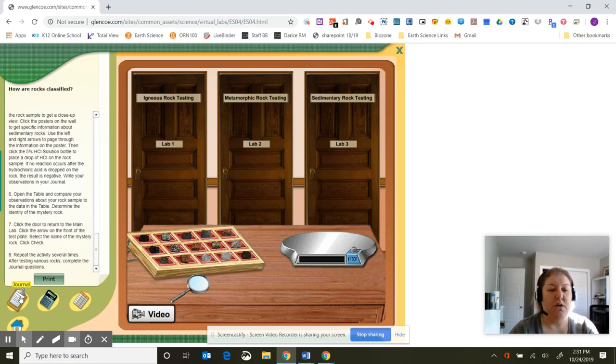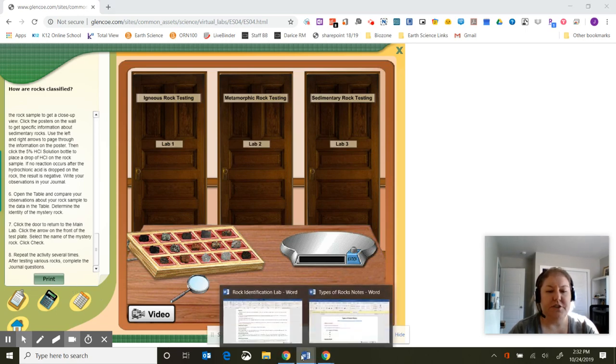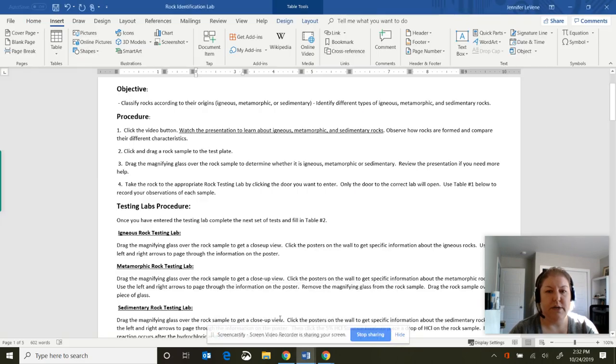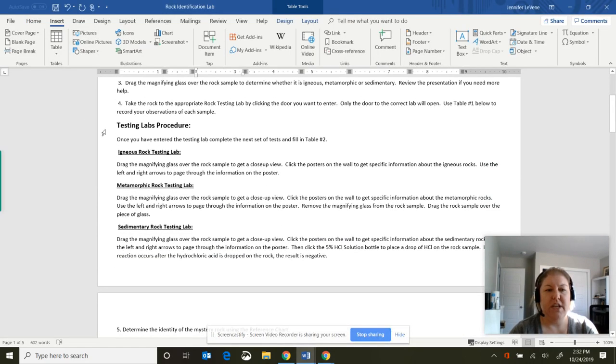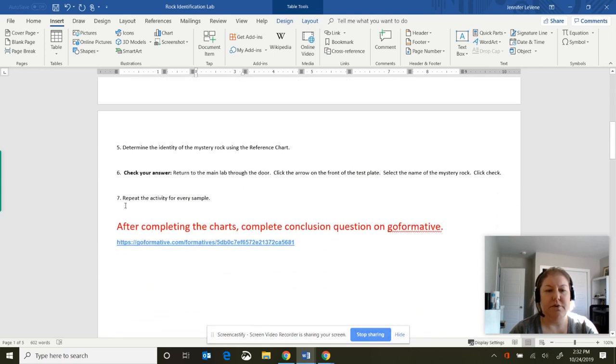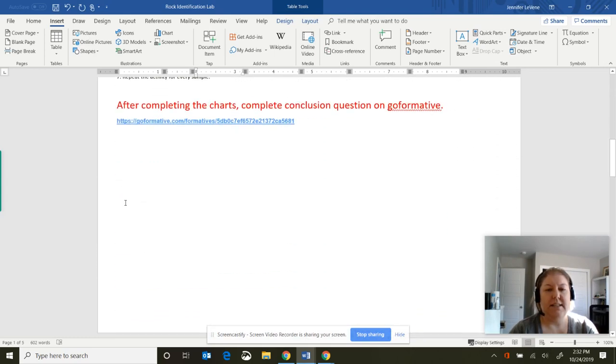Down below, there's some journal questions, a calculator, table or graph. You're not going to use any of these, okay? Because I've already made you a table. So the first thing we're going to do is go back to the lab real quick and go through. It's going to tell you exactly what to do all the way through, and then it has some information about the end. At the end of the lab, you are going to go to Go Formative and answer the questions there, which we will go to.